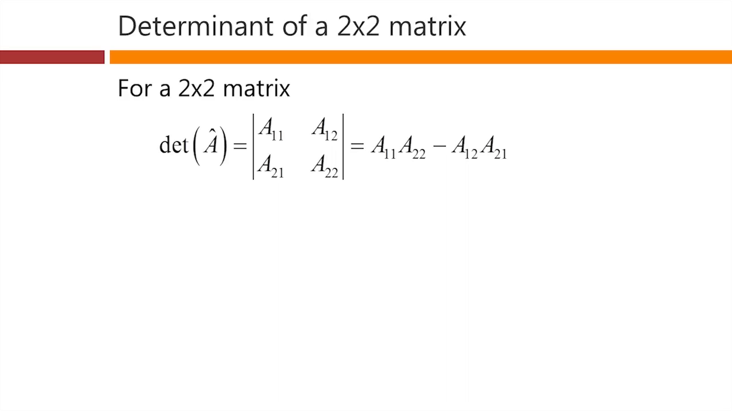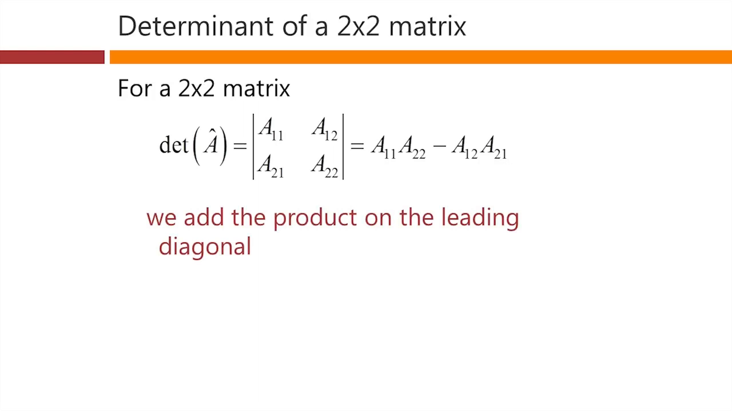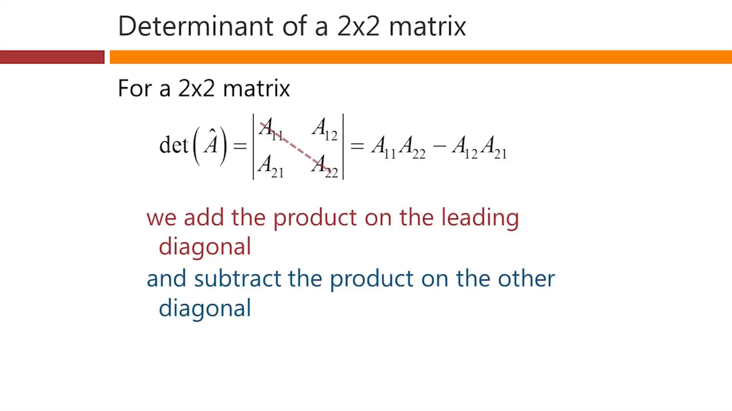So for our 2 by 2 matrix, which we can write out here like this in its determinant form, the answer to the determinant is a11 a22 minus a12 a21. That is, we're adding the product on the leading diagonal of these two numbers here and subtracting the product on the other diagonal. That is the product of these two numbers here.